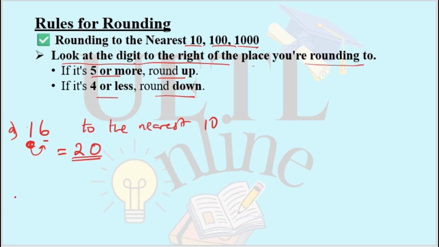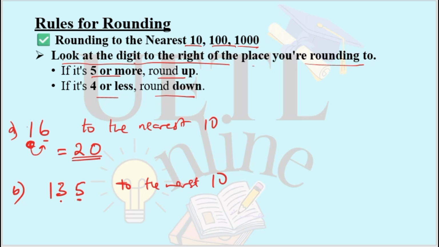Let's say you are given another number. Let's call it example B. Let's say you have 135. Here you are being asked to round to the nearest 10. You look at the 10. This is the units, this is the 10.